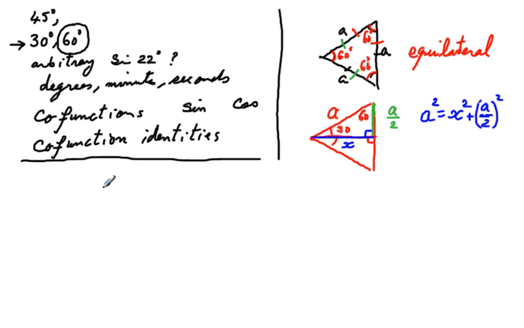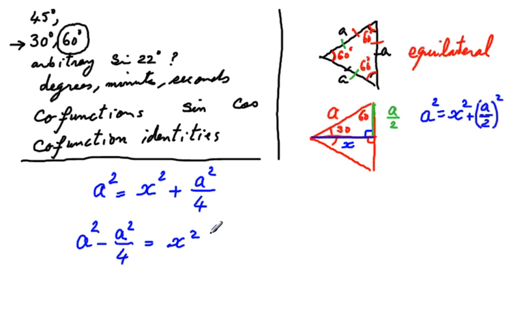So I start with a squared, I copy this, x squared, a over 2 squared. When I square that, what do I get? A squared over 4. Now what do I do next to isolate x squared? Subtract a squared over 4 from both sides. So I say a squared, I subtract a squared over 4. Last time I emphasized that you need to do this in a single step.